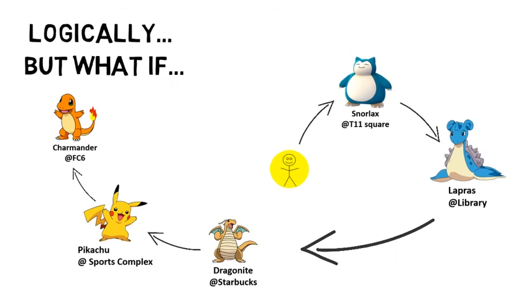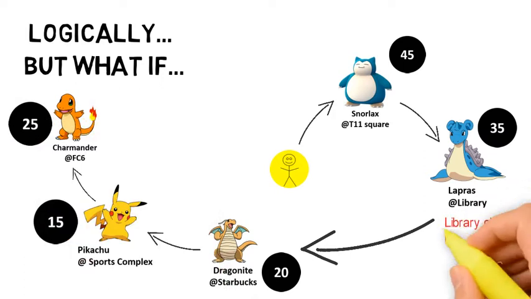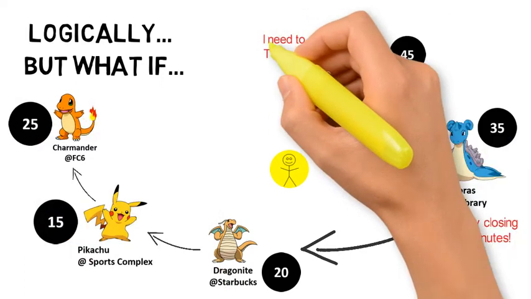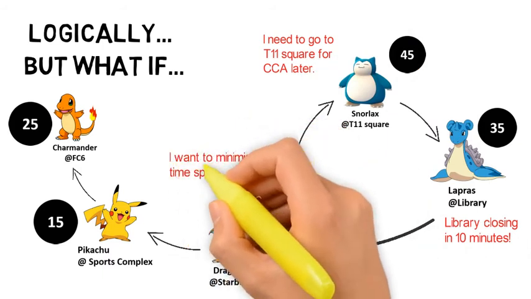But what if you were to discover that each Pokemon had a different residual life, the library is closing in 10 minutes' time, and in addition, you need to go to T11 for CCA after you finish this game. And lastly, you are really just quite lazy and want to minimize time spent walking around the school.